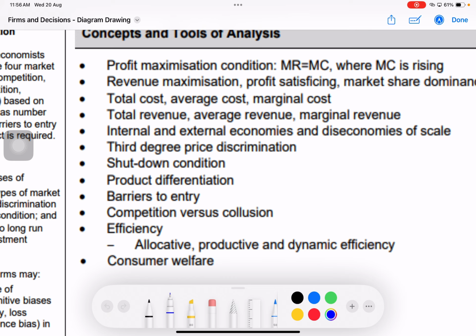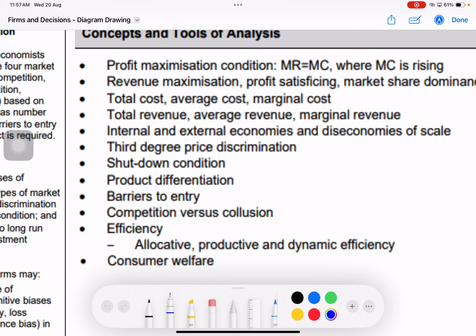So this is actually how they use the syllabus document to set the question. Okay, third degree price discrimination, please go and read up because this is actually a pricing strategy. Third degree price discrimination is a pricing strategy used by firms. But of course, before that, you need to highlight what are the conditions.